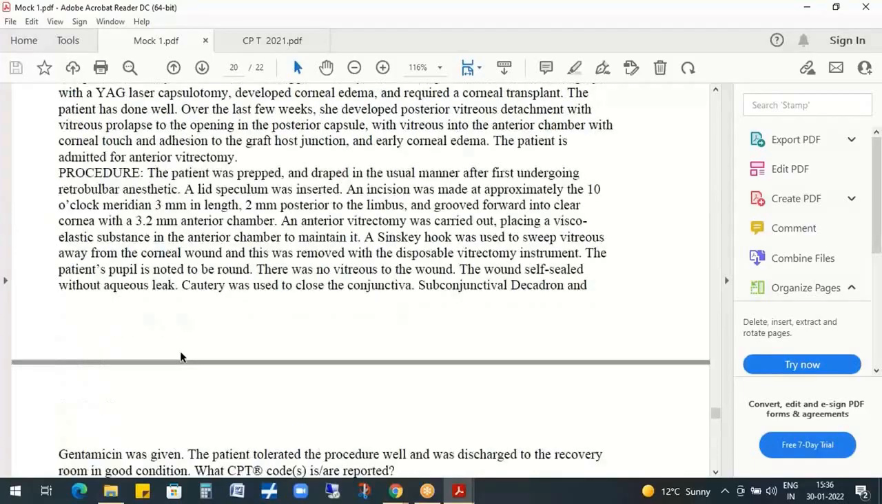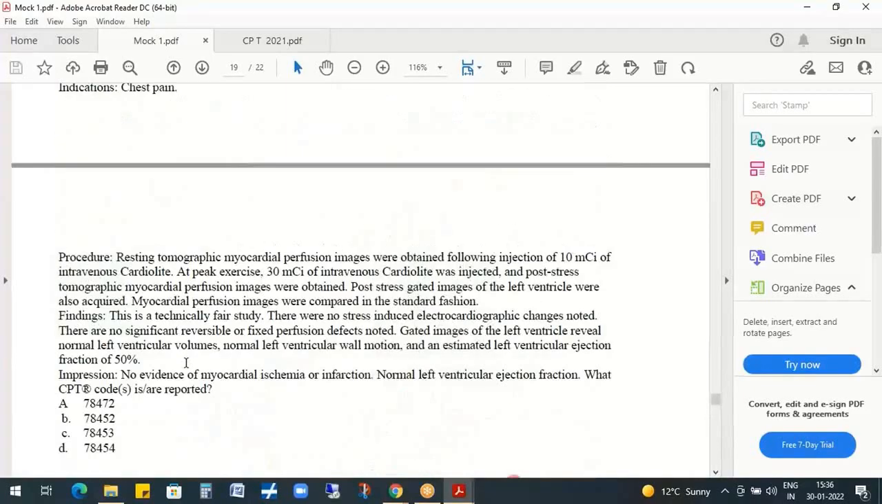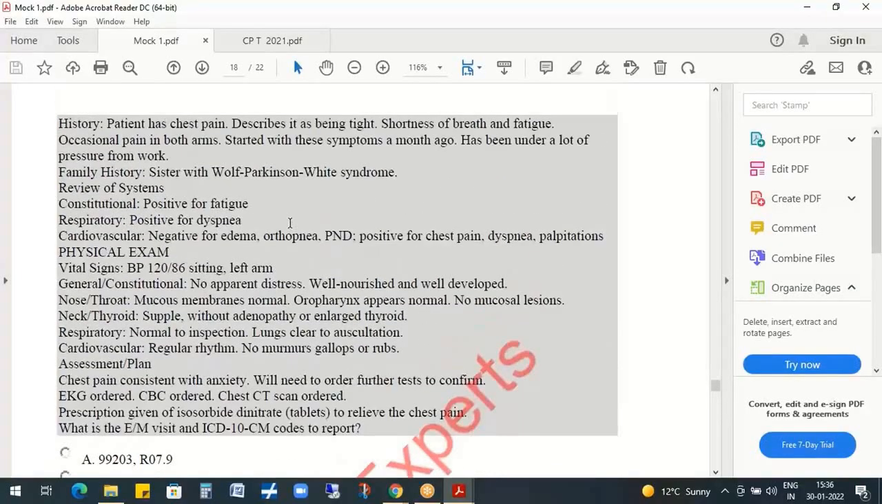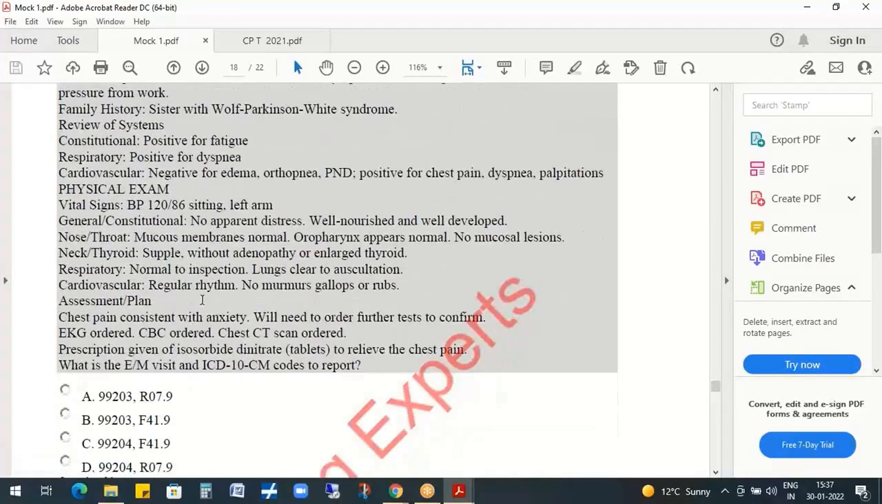Read the code description and then read the question. Now come to the E&M. In E&M, don't look for history and physical exam. Try to focus only on assessment and plan. Why? Because if you go through the code descriptions, they are mainly based on what? Mainly based on MDM and time. MDM and time only, you can check with MDM and time.